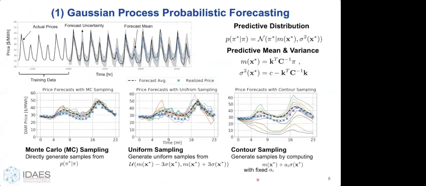For the probabilistic forecasting, which is step 1, we've done some work with Gaussian process models. These are nice because they have a predictive distribution, and we're also going to compare different ways of sampling these. Monte Carlo sampling, which is a statistically well-defined sample, and then some other techniques that care less about statistical accuracy and more about just getting spread in these scenarios.